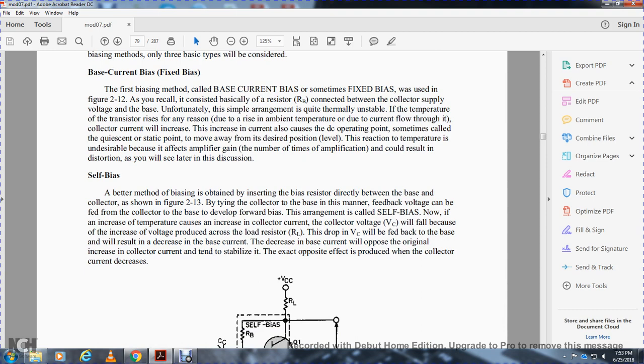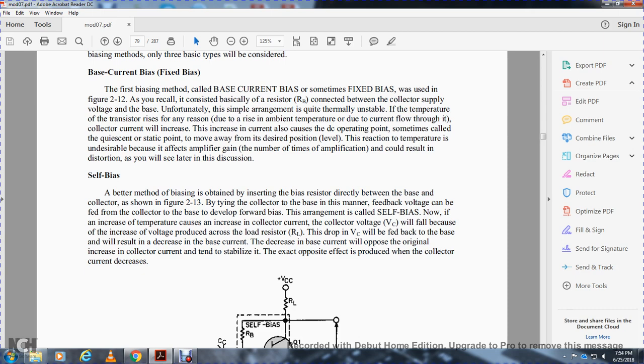Self-bias. A better method of biasing is obtained by inserting the bias resistor directly between the base and the collector, as shown in figure 2-13, tying the collector to the base. In this manner, the collector voltage can be fed back to the base to develop the forward bias. The arrangement is called self-bias.